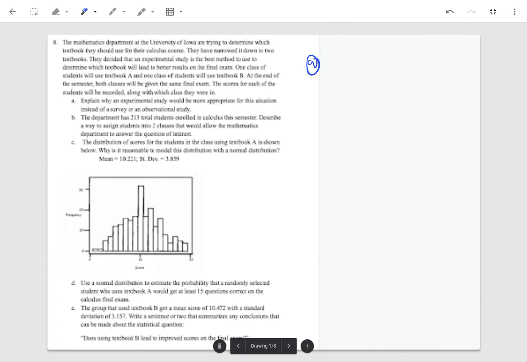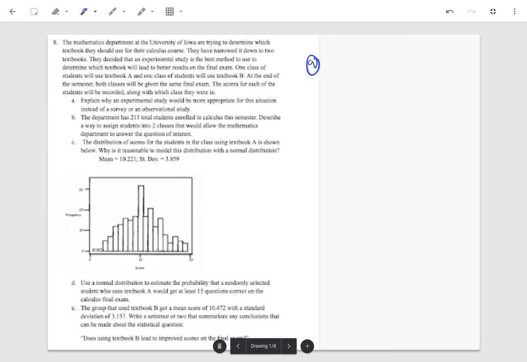study. Okay, the key with this one is that the researchers are interacting with the participants. In other words, they're giving them a textbook to use, whether that be textbook A or textbook B. Okay, they're imposing treatment on them. In this case, the treatment is the textbook that they use. Okay, that is a classic example of an experimental study.